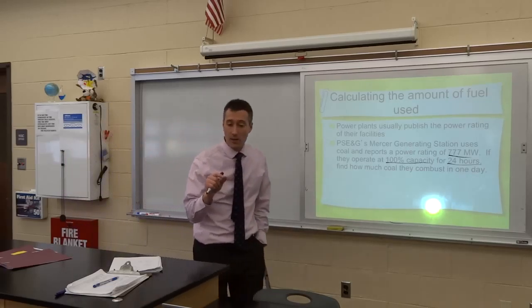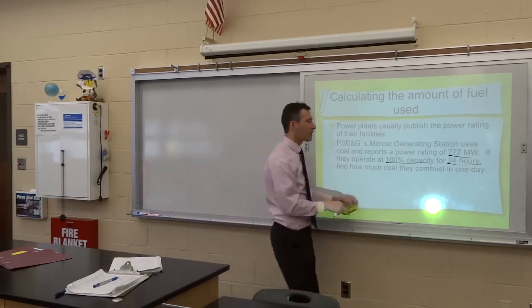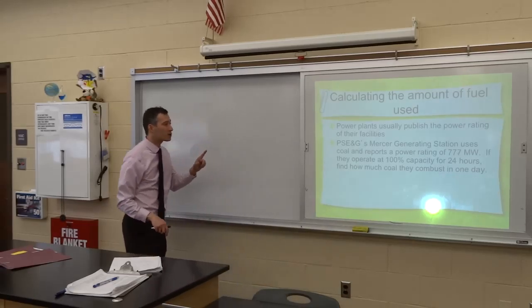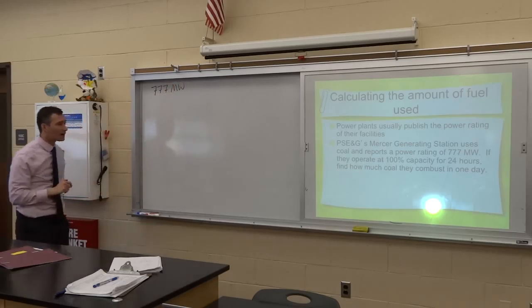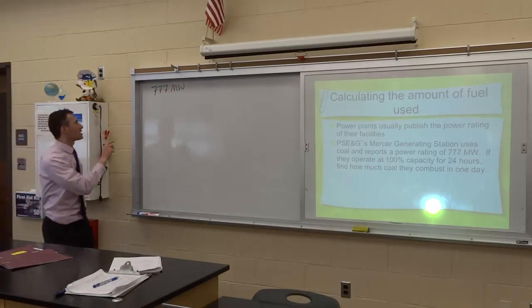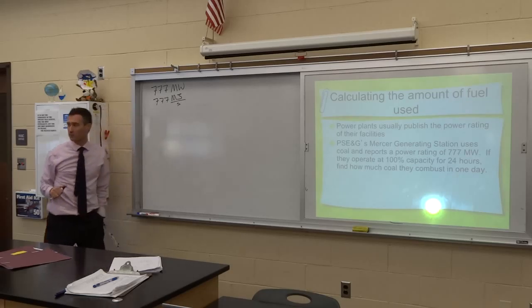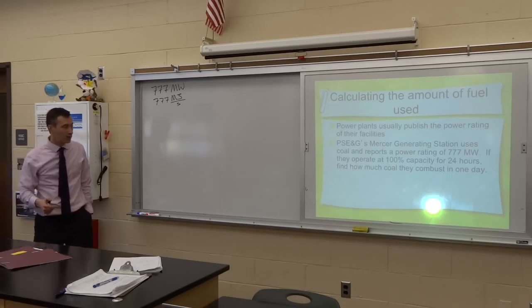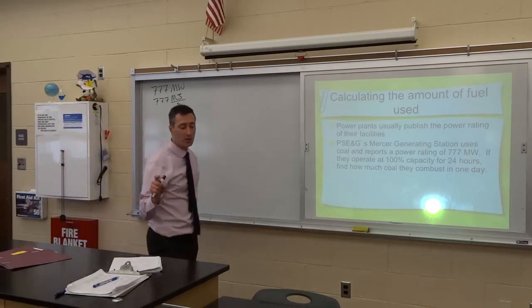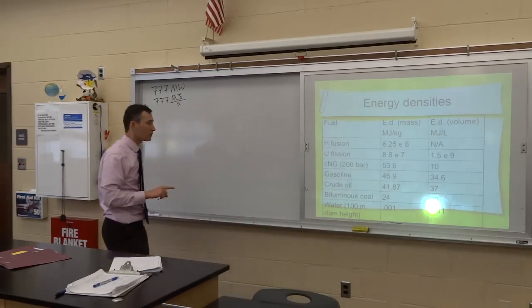I'm going to highly recommend that you copy down my solution to this so that you're able to look at it as you do other ones on your own. I'm going to start off by writing down the power of the plant, 777 megawatts. And then the next thing I'm going to do is acknowledge that a megawatt is the same thing as a megajoule per second. The only other piece of information that I need is the energy density of the fuel. So I'm going to flash back to the previous slide, and I need you to write down the energy density of coal. I'll write it down too.